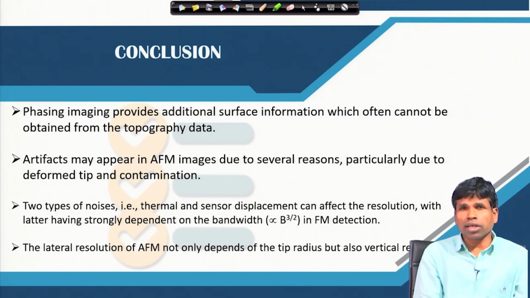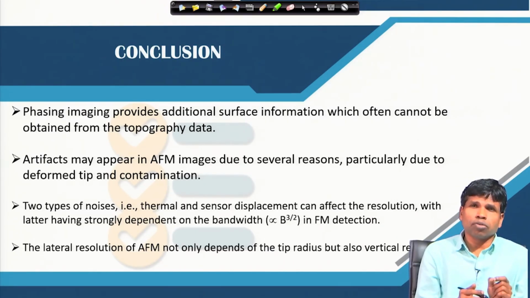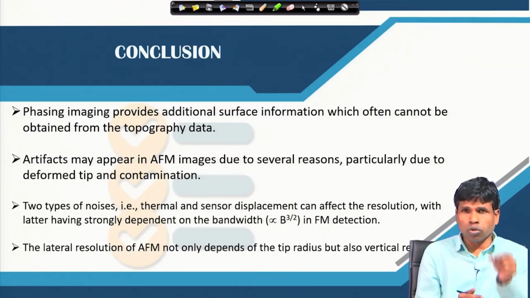In addition, lateral resolution in AFM depends not only on the tip radius but also on the vertical resolution. Moreover, we cannot make a very sharp tip to get the best resolution. A too sharp tip also creates problems, particularly it will damage the sample, because in contact mode or tapping mode, a very sharp tip can damage the sample. That also has to be taken into account when the tip is formed.